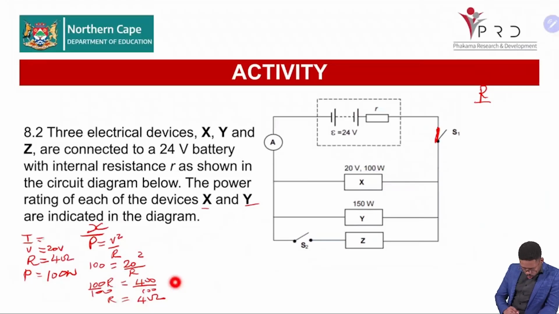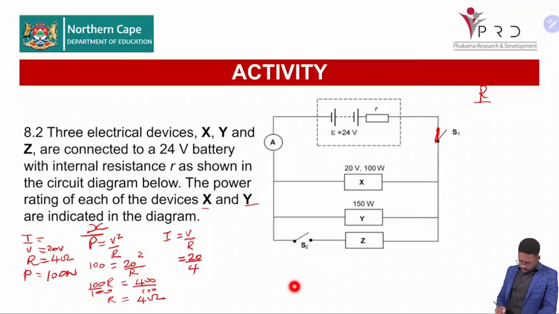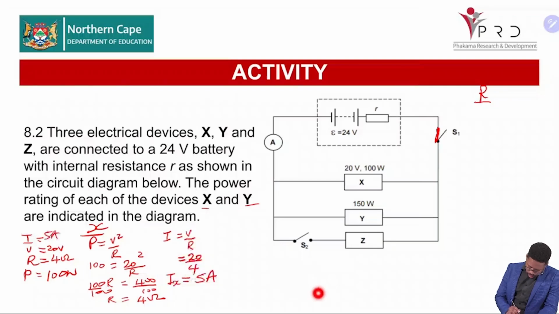Then we look at the current. We can get the current of X and say current is equal to V over R. V is 20, R is 4. Then the current in X is equal to 5 amperes. You're done. The story is complete about X.